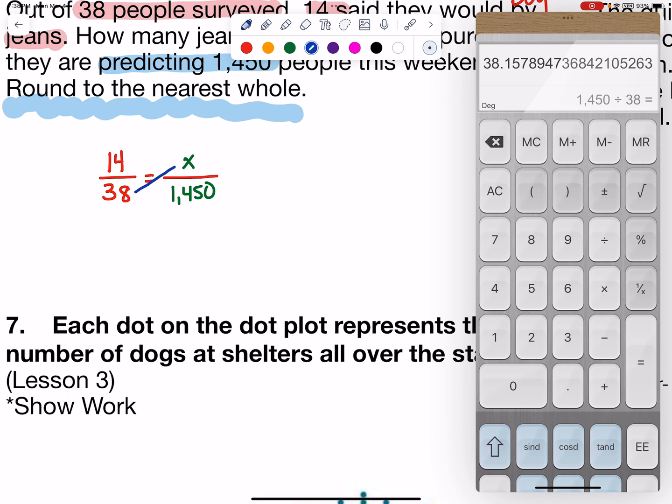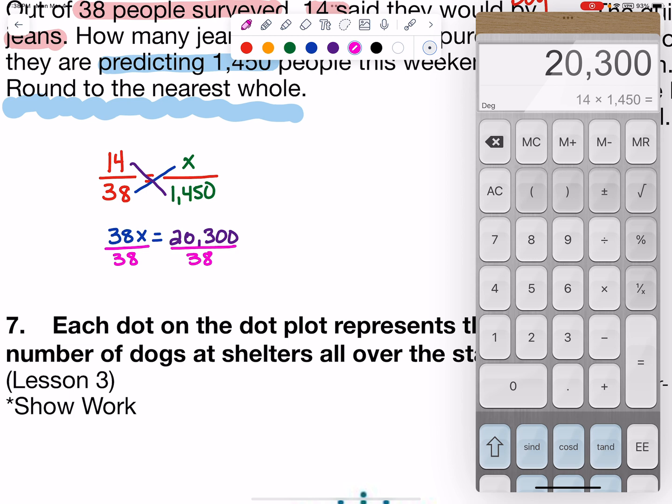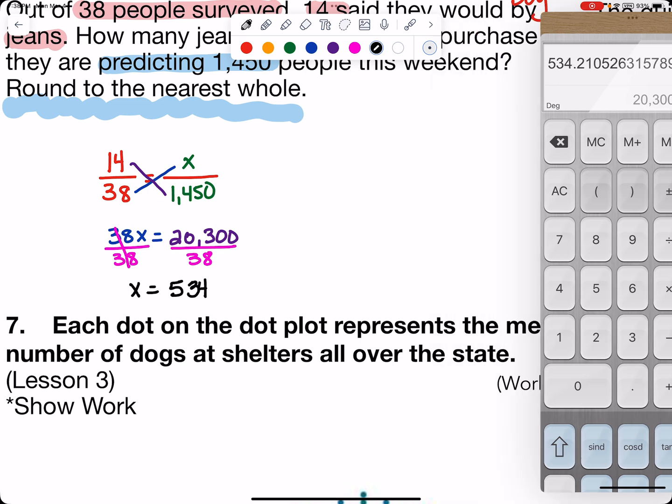If we cross multiply, we have 38x equals, and then our next cross is right here, 14 times 1450, and we end up with 20,300. Let's divide both sides by 38 to isolate that variable. We end up with x equaling 534.2. It says round to the nearest whole, so 534.